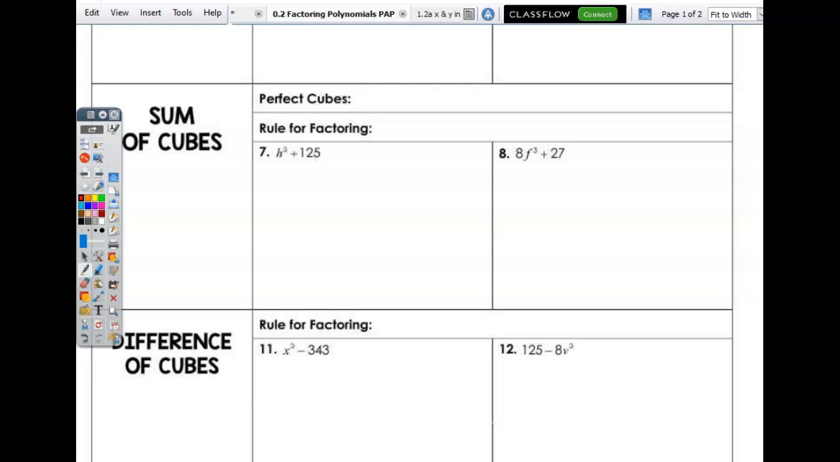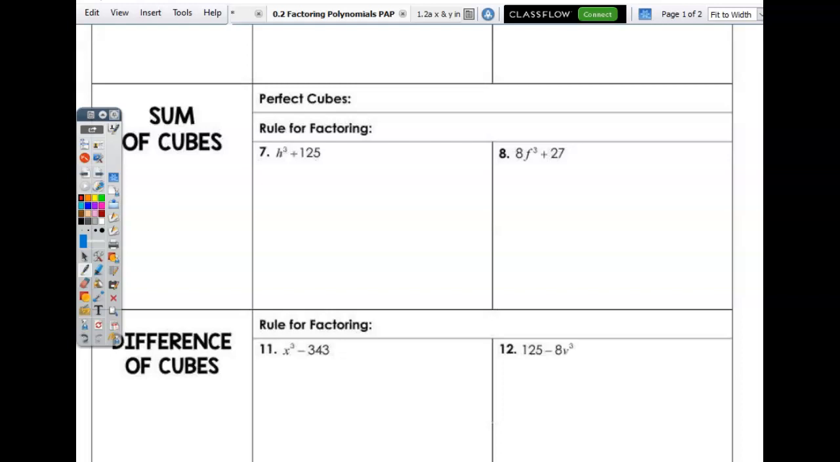Right, so yesterday, y'all, we did quadratic factoring. Those are with an exponent of 2. What I left blank on that paper is the sum of cubes and the difference of cubes. A cube would be like 2 times 2 times 2. 2 times 2 times 2 is 8. 3 times 3 times 3 is 27.